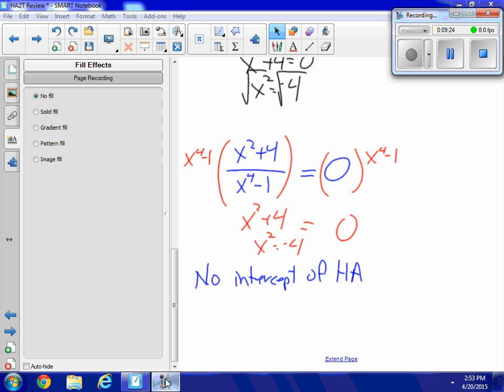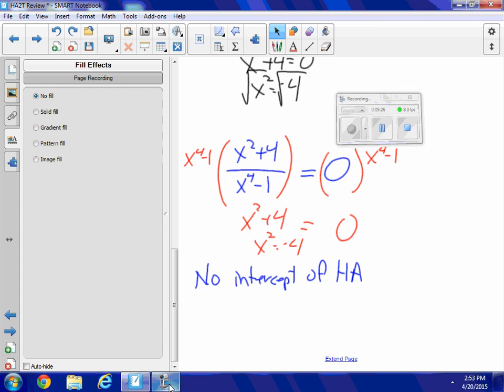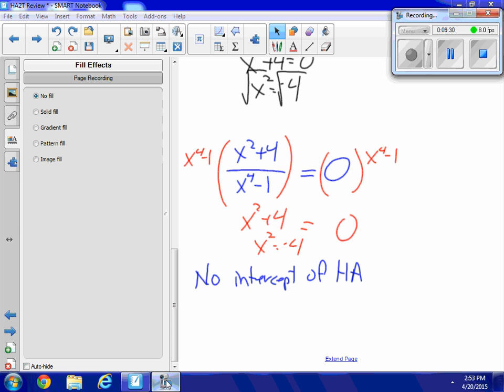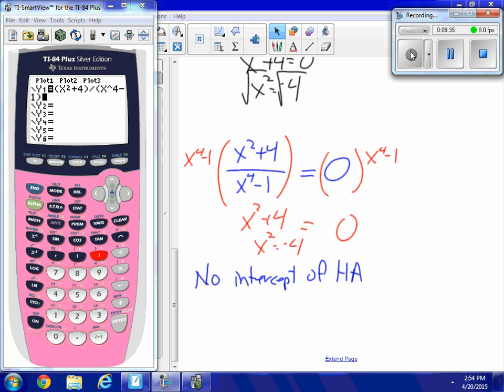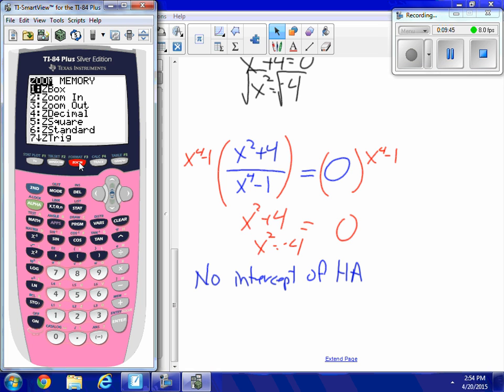So here's my calculator, and I have just written in the function x squared plus 4 divided by x to the 4th minus 1. And I'm going to go zoom 6. It's graphing it. That's what it looks like.